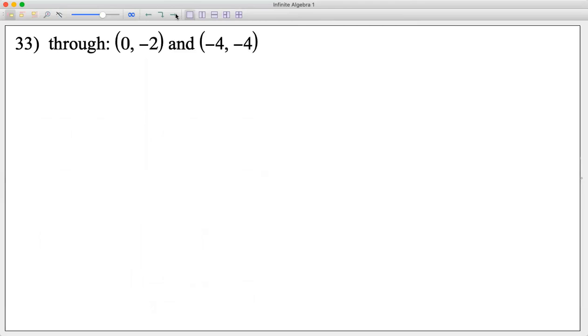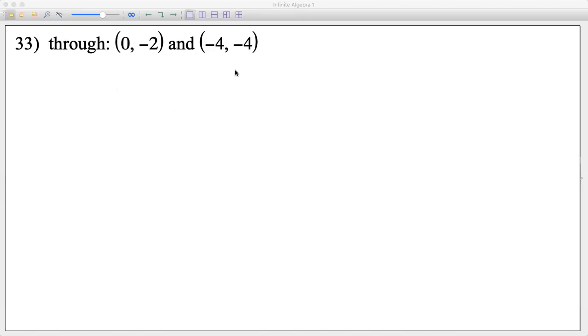Okay, 33. So this is the one that you were trying to get me to do earlier. It's asking me to write the equation of this line that goes through 2 points. This is the one that requires the most work. Okay, here is the work. Step number 1, if you need to write this down, write this down. Step number 1, calculate the slope.